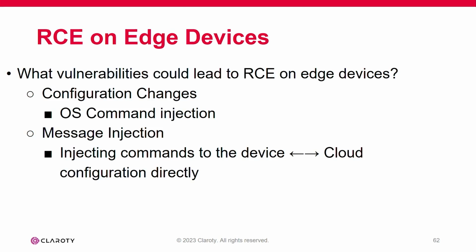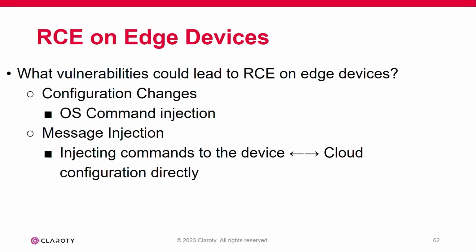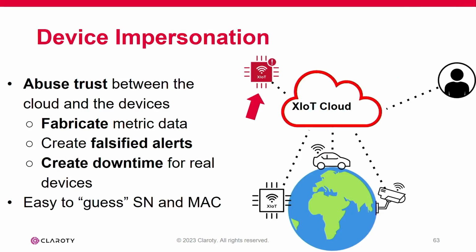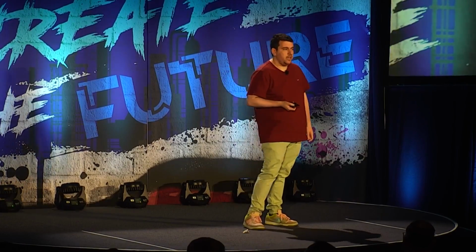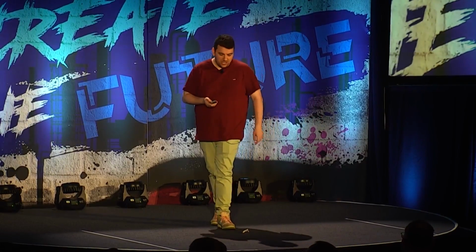Maybe I can do an OS command injection, which we're going to see in a little while, and maybe I can do a message injection, injecting a new command entirely from an old message. Lastly, sometimes the cloud simply trusts the devices, meaning I can simply impersonate a device and say, yeah, I'm this company's device, send arbitrary data, and then I can mess with their product, allowing me to fabricate metrics, raise alarms, raise events, and basically create a denial-of-service attack on other organizations.